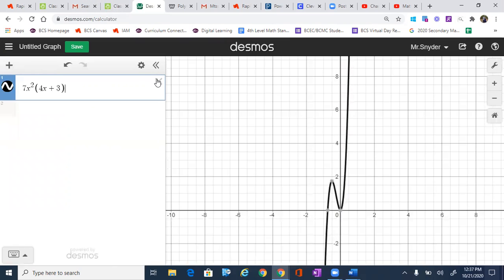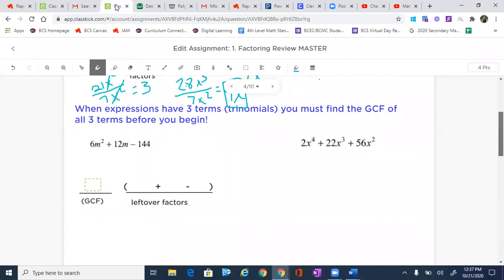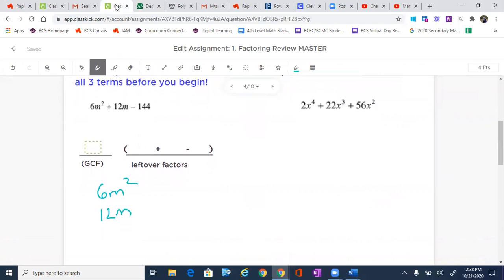So let's go on to the next one, and we will go down to where it says 6m squared plus 12m minus 144. And we are going to look for a greatest common factor in this case. So I have 6m squared, I have 12m, and I have minus 144. Now, the nice thing is they don't all have an m. And because they don't all have an m, their greatest common factor will not have an m.